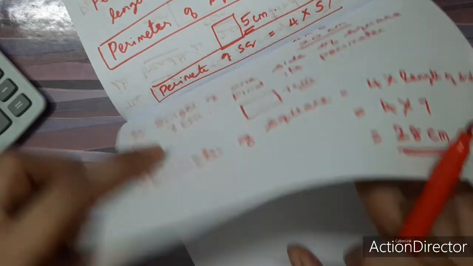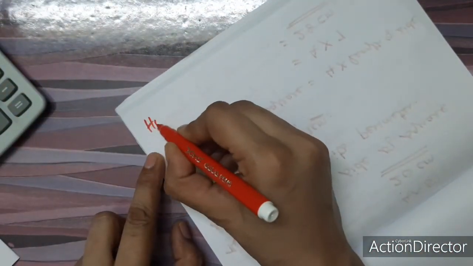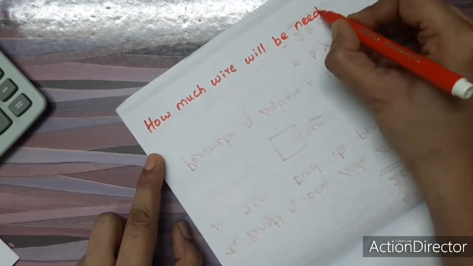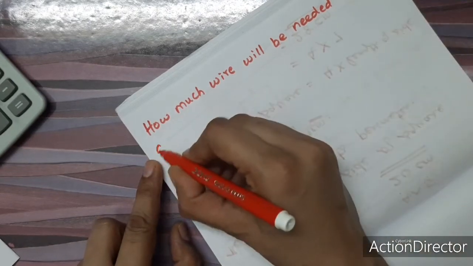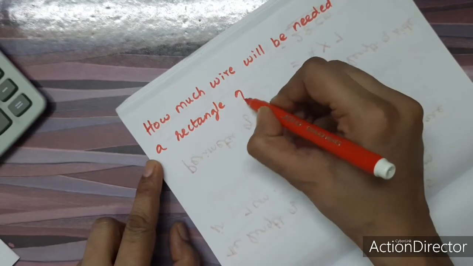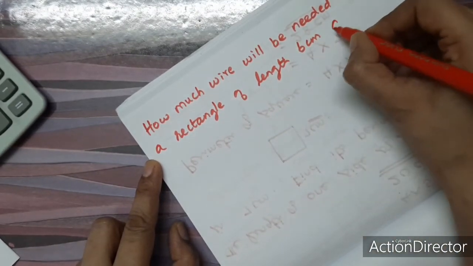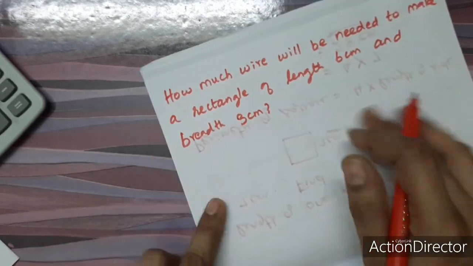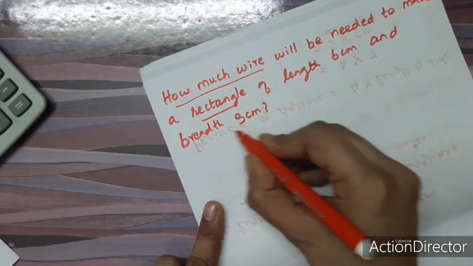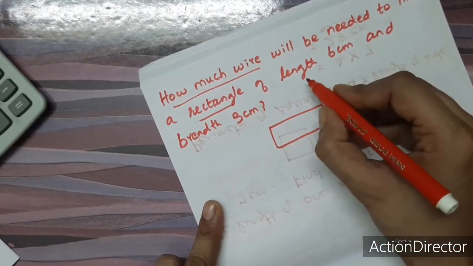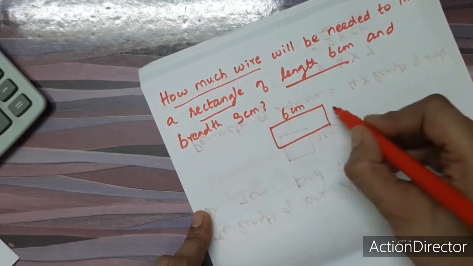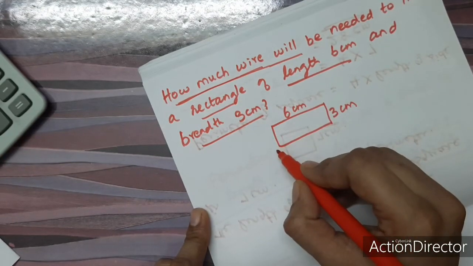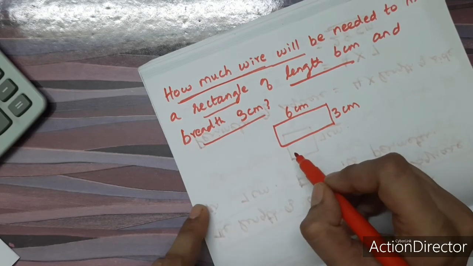One more example we shall see now. The question is, how much wire will be needed to make a rectangle of length 6 centimeter and breadth 3 centimeter? So for a rectangle we will draw one rectangle. The length is 6 centimeter and the breadth is 3 centimeter. Now we are going to find how much wire will be needed to make the rectangle form. So we are going to find the perimeter.